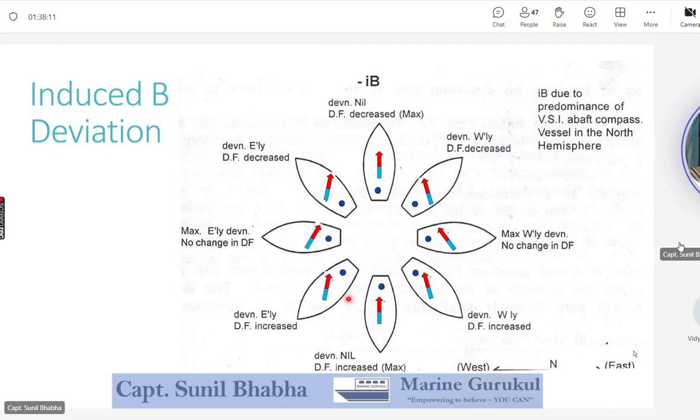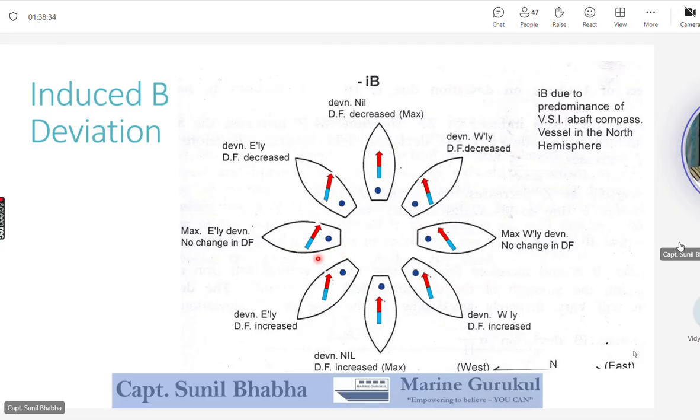When the ship heads southwest, the blue pole is to the northeast of the compass, and this blue pole attracts the red pole of our compass magnet, the compass needle, and it generates an easterly deviation. So easterly deviation is generated.